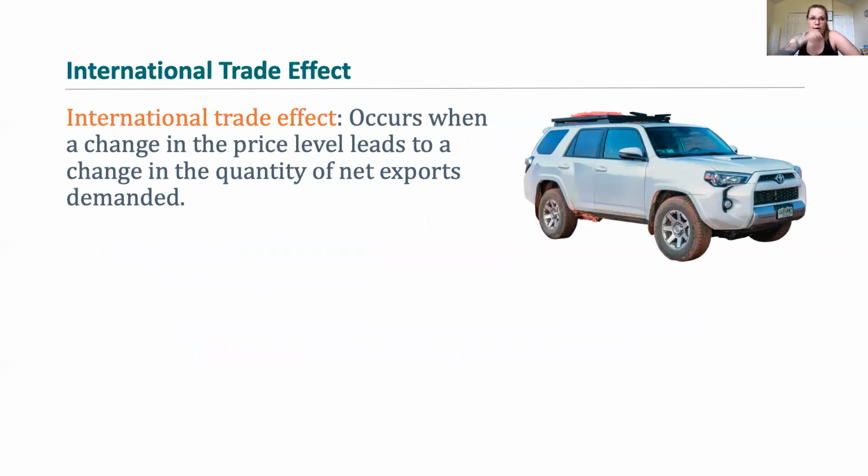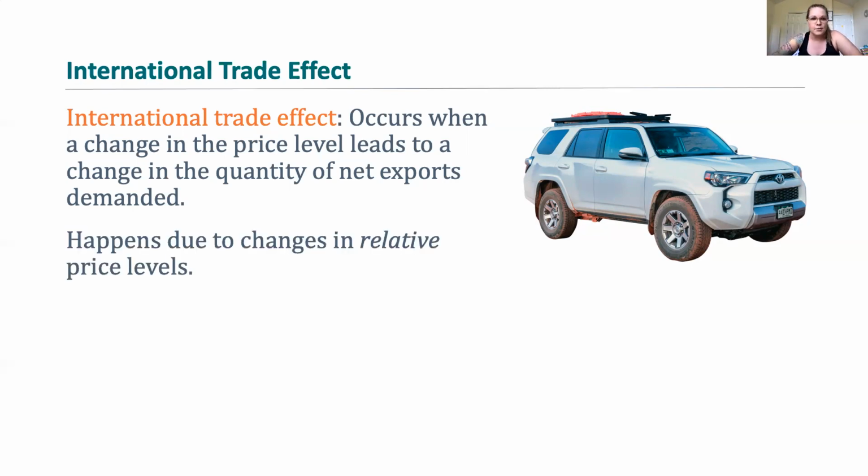Finally, the international trade effect. This occurs when a change in the price level leads to a change in the quantity of net exports. So let's consider the domestic, that is US market. Changes in the US price level of our own currency mean that the prices of US goods will change relative to the price of goods from other nations. And so this is what affects the quantity of imports and exports.